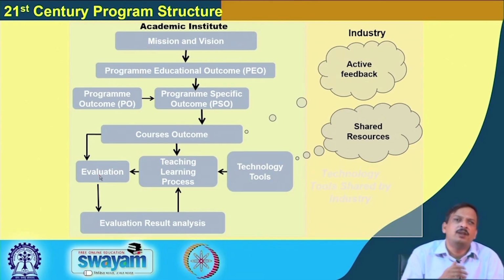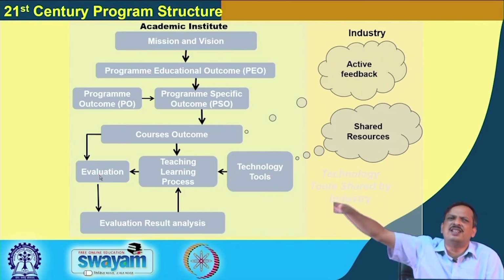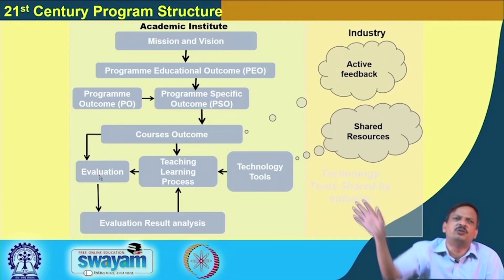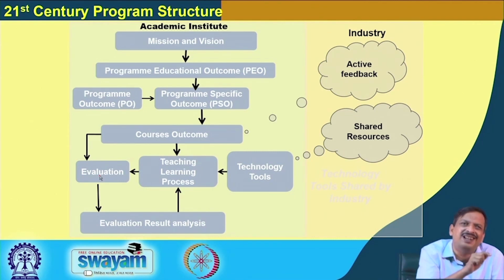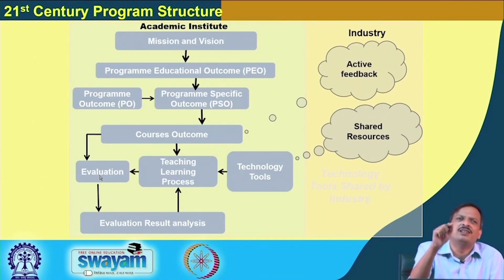Now, there is another dimension in the program specific outcome, which is the strength of the program. There are lots of institutes, A, B, C, D, E, F. Everywhere there is a program called computer science and engineering, or electrical and electronics engineering. Now, are the PSOs the same for all electrical and electronics engineering programs?